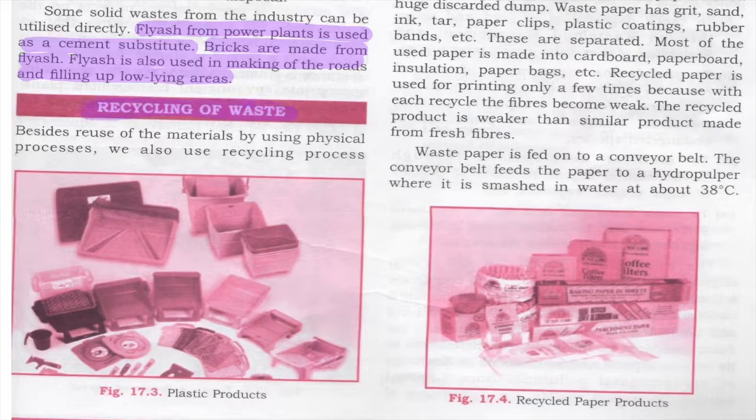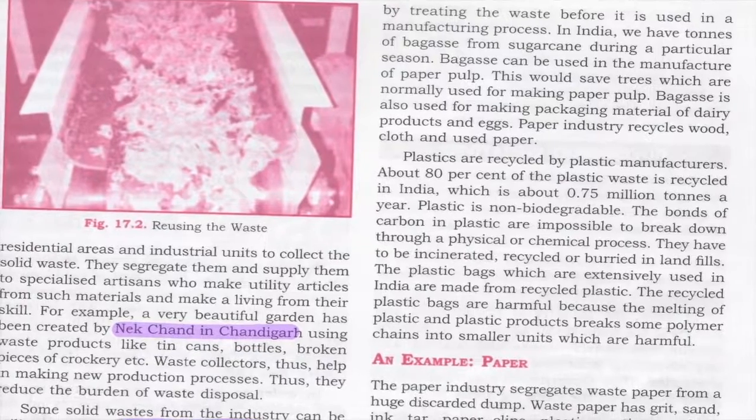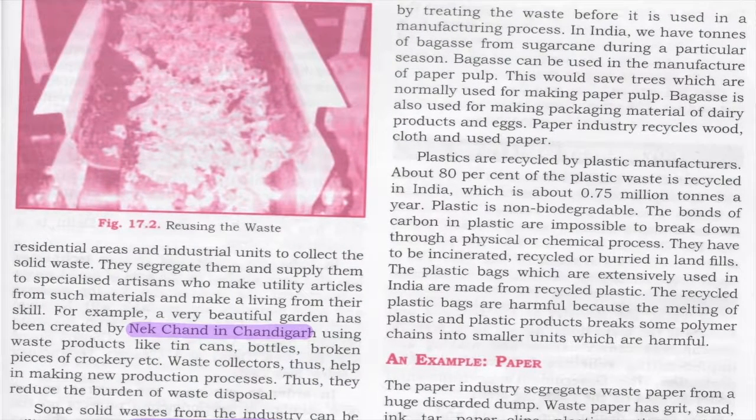Recycling of waste. Instead of reusing the materials by physical processes, we can also recycle them by treating the waste before it is used in the manufacturing process. We have a lot of bagasse from sugarcane during a particular season, and this bagasse can be used in the manufacturing of paper pulp. Using bagasse saves trees which are normally used for making paper pulp. Bagasse is also used in making packaging material for dairy products and eggs. Paper industries recycle wood, cloth and used paper.